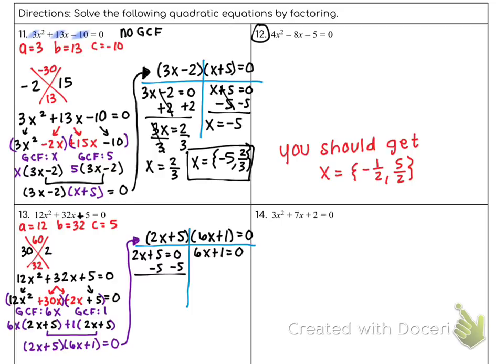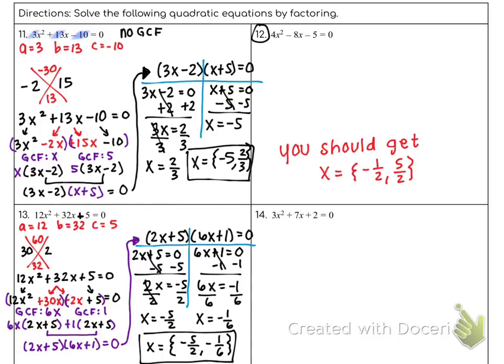So I'm going to subtract 5 and then divide by 2. One of my answers is negative 5/2. I'm going to subtract 1 and then divide by 6. One of my answers is x equals negative 1/6. So put them in least to greatest. So negative 5/2 is smaller than negative 1/6.